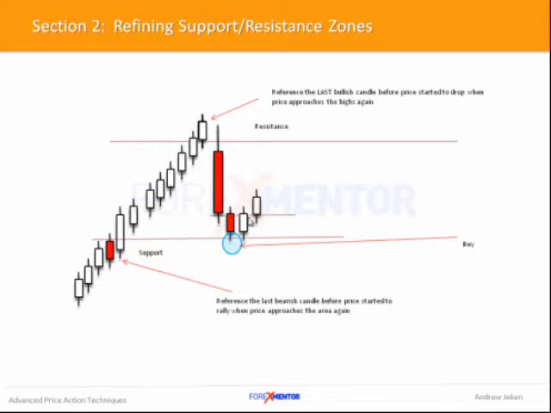Once again, once price starts to release, we want to reference the last bearish candle before price started to rally when price approaches the level again. So you see how we've referenced this bearish candle right here, drawn a horizontal level or line across that area, and what we're looking for is price to come back and tag this candle right here. So I'm looking to buy once again with a limit order, and price comes back to this area.